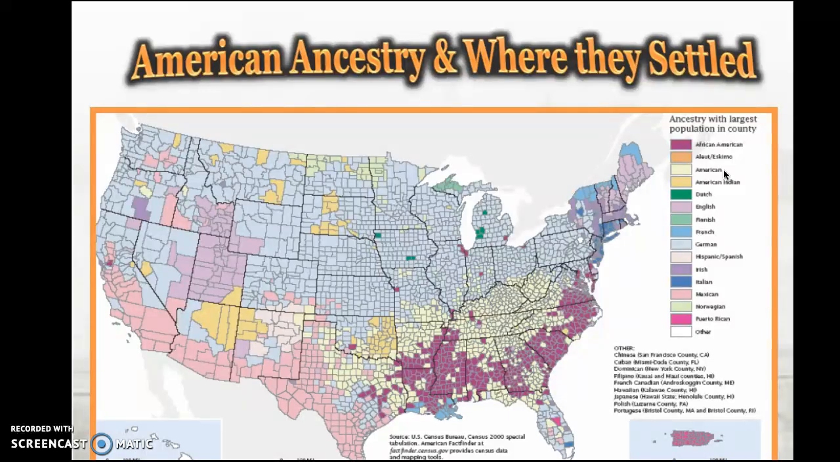So maybe they were originally part of the Revolution, and they have only ever referred to themselves in census questionnaires as Americans. American Indians, Dutch, English, Finnish, French, German, Hispanic/Spanish, Irish, Italian, Mexican, Norwegian, Puerto Rican, and then other. So this is kind of cool to see where the spread is, and also to see how a lot of people kind of stuck together. A lot of people with the same ancestry end up in the same types of areas, the same types of environments, which we'll talk about in a very micro level way with the building of cities.